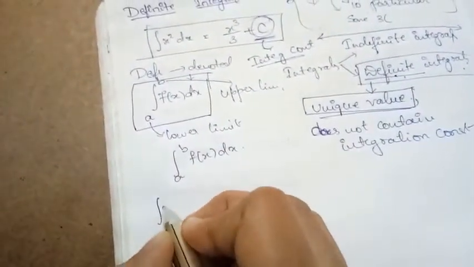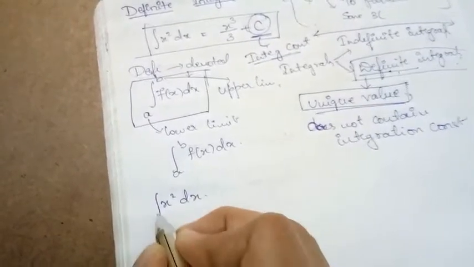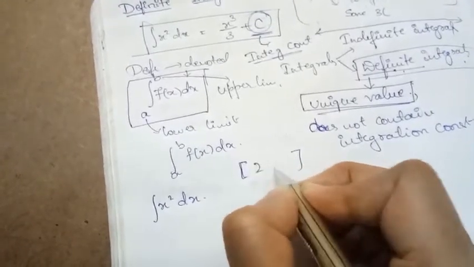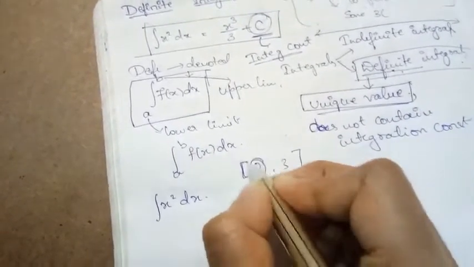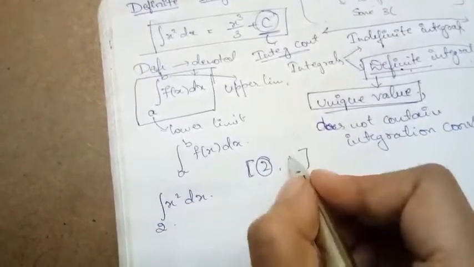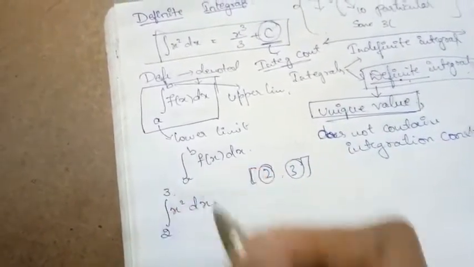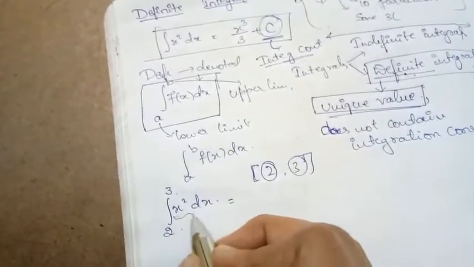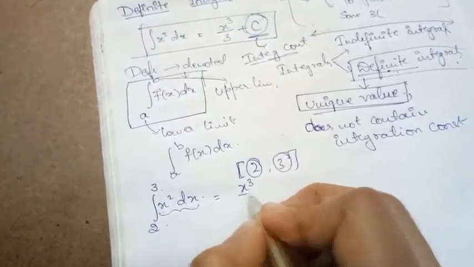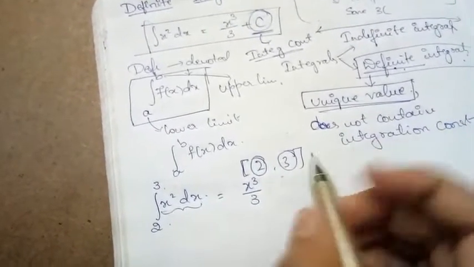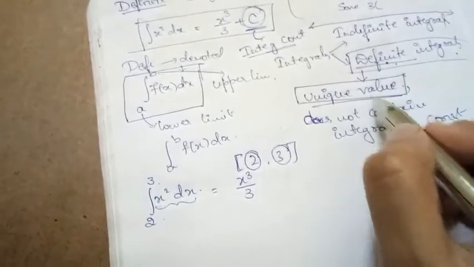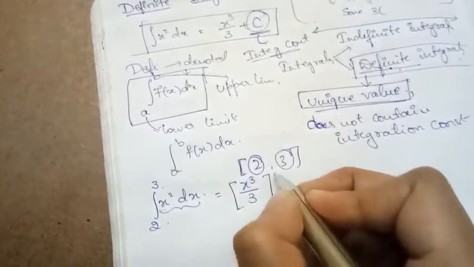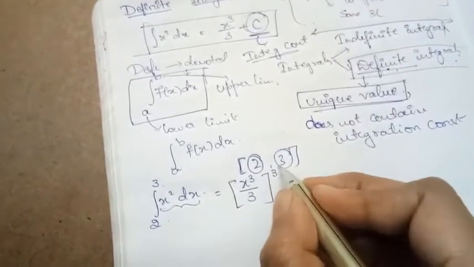Suppose I consider the function x square dx over the closed interval 2 to 3. Here 2 is the lower limit and 3 is the upper limit. As I said, the method is the same. The integration of x square dx is x cube by 3. Here we do not have an integration constant, because it is a unique value. How do we get that unique value? We denote it with the limits 2 to 3.